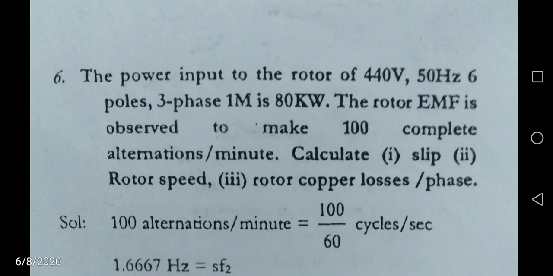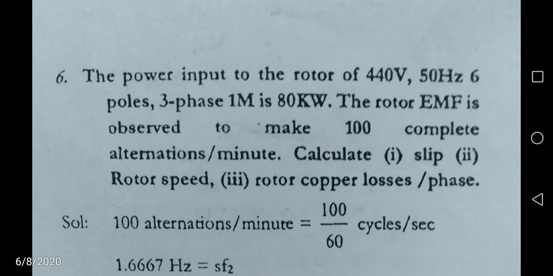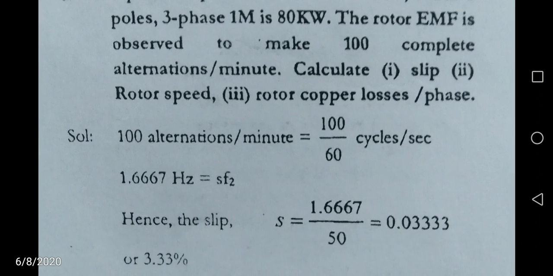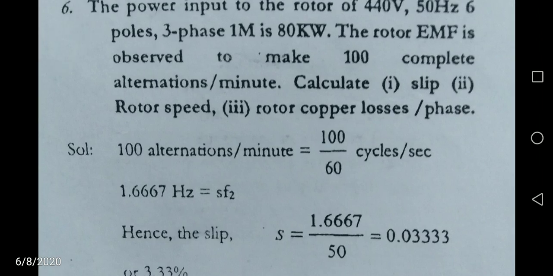So here 100 complete oscillations means the frequency is 100 by 60, 1.667. It is the Fr value. Fr by F, that is 50, equal to 0.03. Slip value is 0.03.